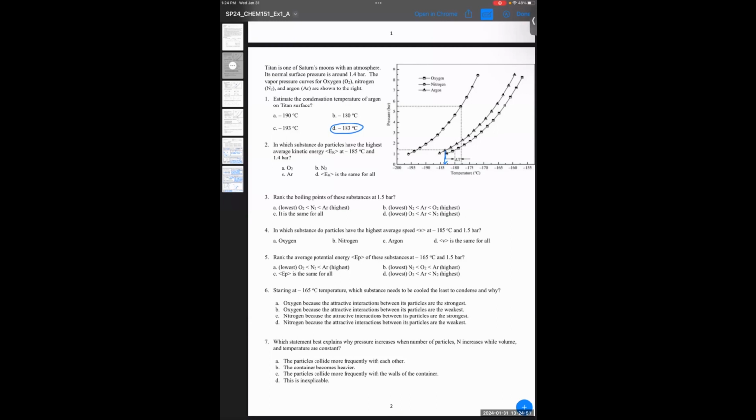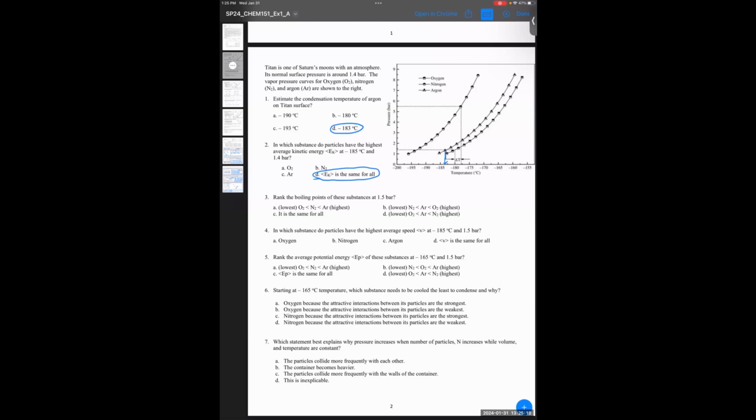In which substance do particles have the highest average kinetic energy? Okay. So average kinetic energy depends on the temperature. They all are at the same temperature of minus 185 degrees Celsius. Therefore, they should all have the same average kinetic energy. Therefore, the correct option is option D over here.